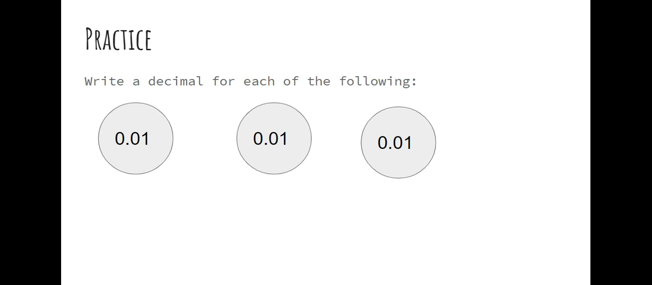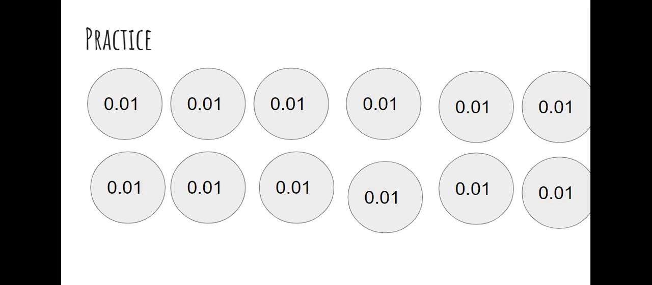So I want you to look at this image and think, how would you write a decimal for this image? What would the decimal be if I put those together? Okay, and the answer is 3 hundredths, because I have 3 circles. Each of them is 1/100th. If I put that together, it would be 0.03 or 3 hundredths. Okay, what about this one? So the answer here is 5 hundredths or 0.05. If I put those all together, I would get 0.05 or 5 hundredths.